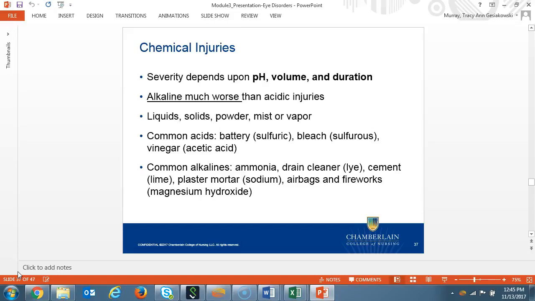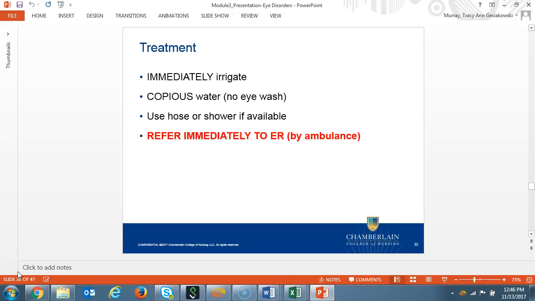Common acids include battery acid, bleach, and vinegar, which are sulfuric acid, sulfurous acid, and acetic acid, respectively. Whereas common alkaline agents include ammonia, drain cleaners, cement, plaster or mortar, airbag rupture, and fireworks. These agents contain ammonia, lye, lime, sodium, and magnesium hydroxide.